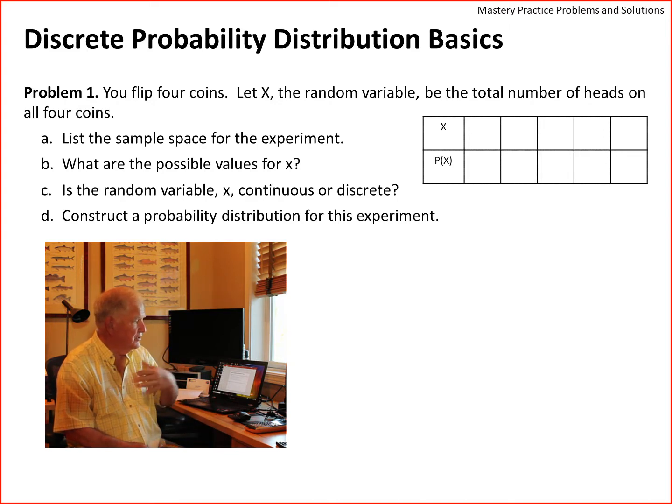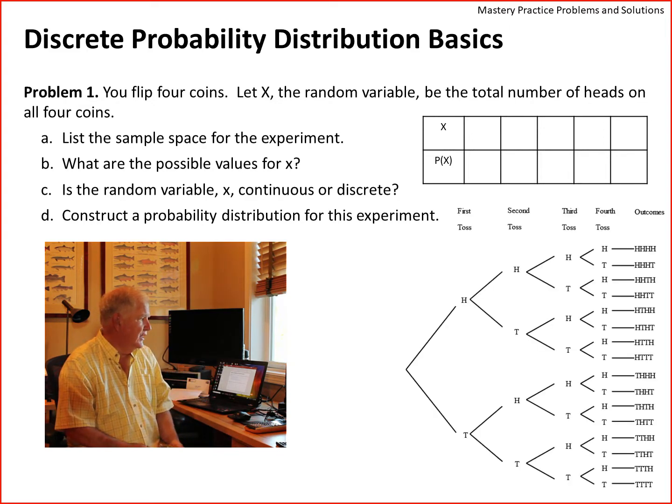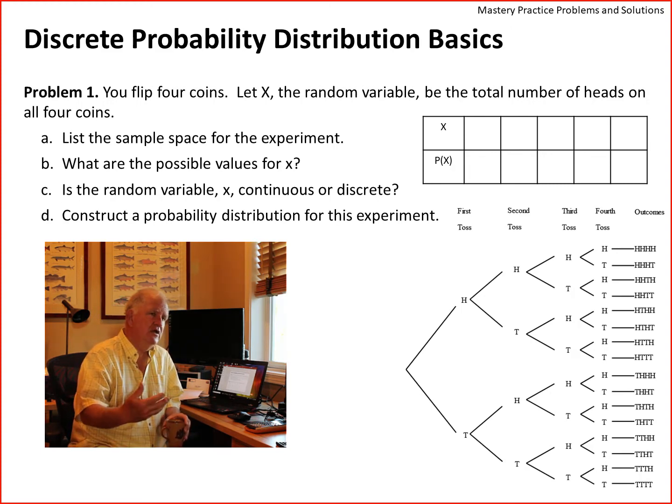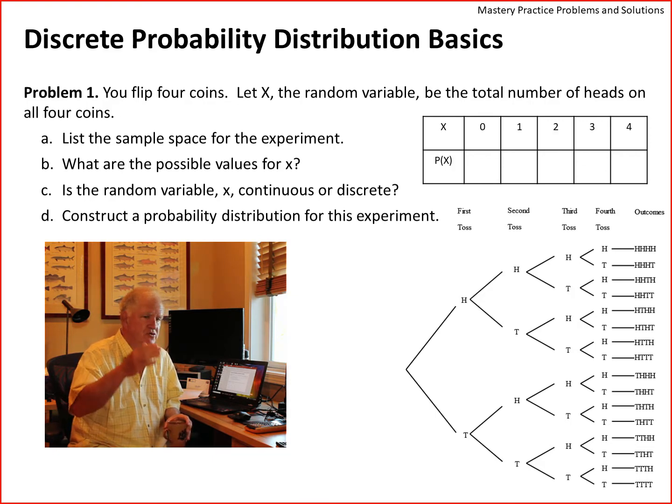And I'm not going to go through it in detail, but there it is just right here on your screen. That's the sample space. The second question is, what are the possible values of x? Well, you sort of knew that before you started because you're flipping 4 coins, so you can get all tails, no heads, 0, 1 head, 2 heads, 3 heads, 4 heads. So x goes 0, 1, 2, 3, 4.